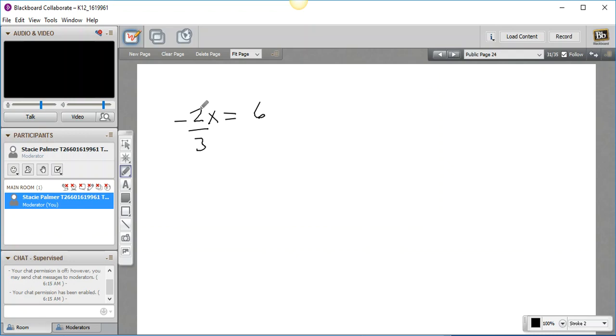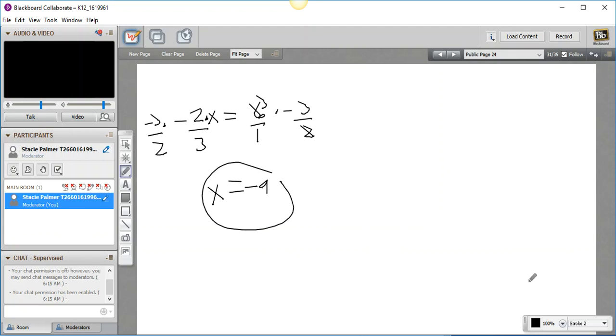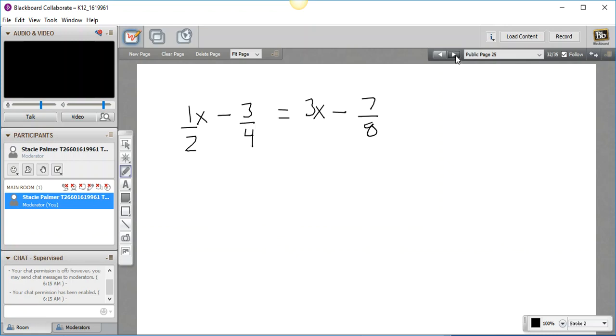Okay, for this one, if we want to eliminate the negative 2/3 and make it a 1x, we can multiply by negative 3/2. That will give us a 1x. And then I multiply by negative 3/2 on the right side. 2 goes into 6 3 times. 3 times negative 3 is negative 9. Okay, so that's just a trick for getting rid of fractions.